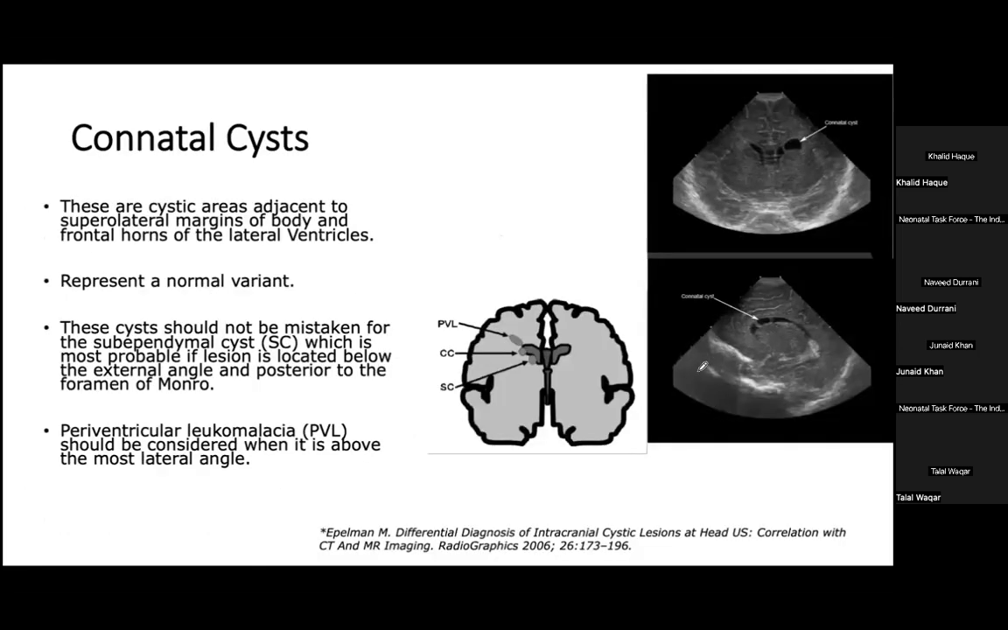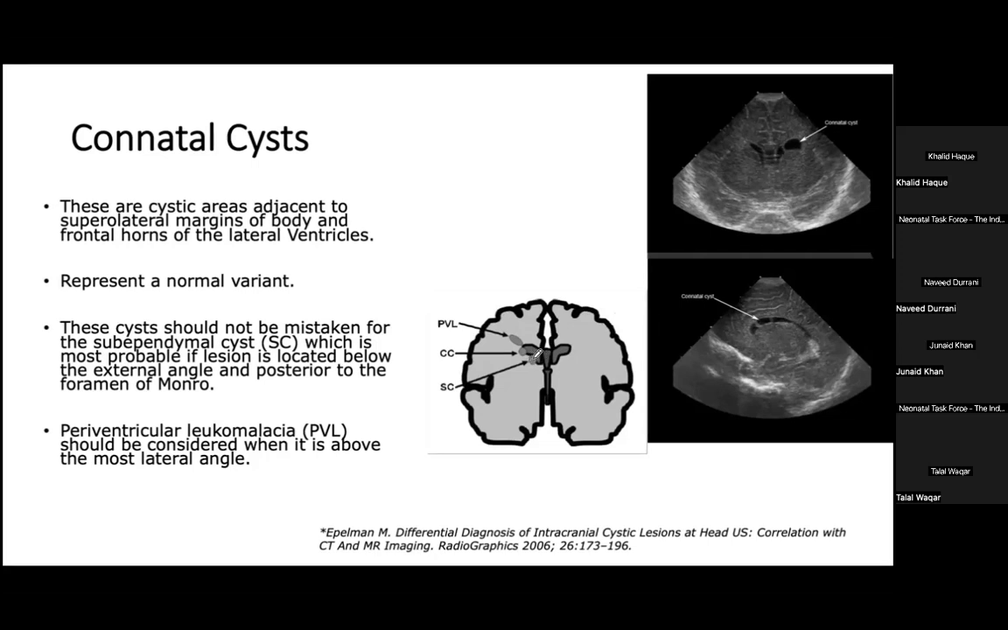Caudothalamic cysts are another important normal variant. So these are the cystic areas which are supralateral to the frontal horn of the lateral ventricle in this area. They also represent a normal variant. Two important cystic structures are also here, and we should not confuse them. One is the subependymal cyst, if you see in this cartoon, which is located below the external angle and posterior to the foramen of Monro.